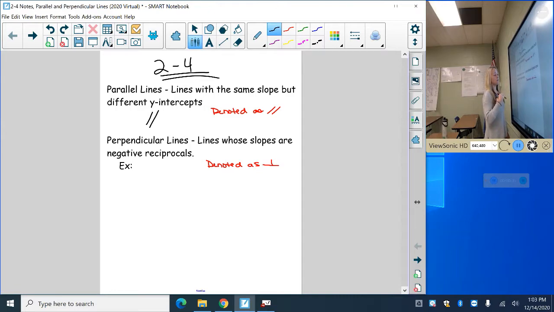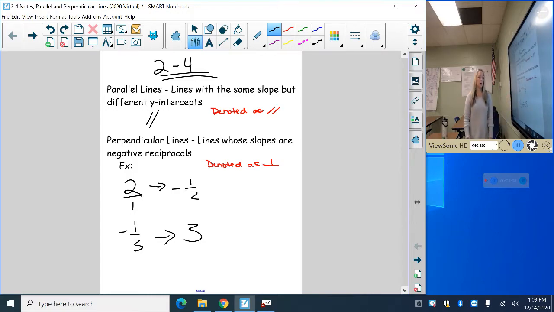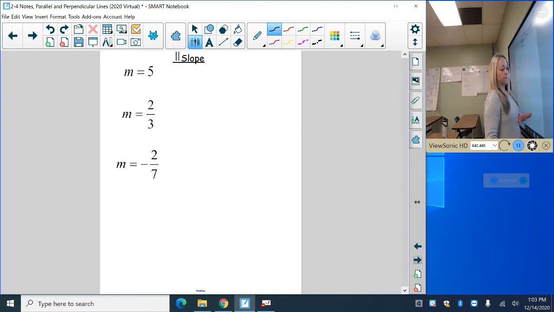Perpendicular lines are lines whose slopes are negative reciprocals. Well, what is a negative reciprocal? If I have this number 2, the negative reciprocal is negative 1/2. I'm just going to take the numerator, make it the denominator, and the denominator, make it the numerator, and flip-flop them around. For example, if I have negative 1/3, the negative reciprocal would be the opposite of negative, which is positive, and then I'm going to put the 3 on the top and the 1 on the bottom, which is 3/1 or 3. We'll talk more about that in video 2.